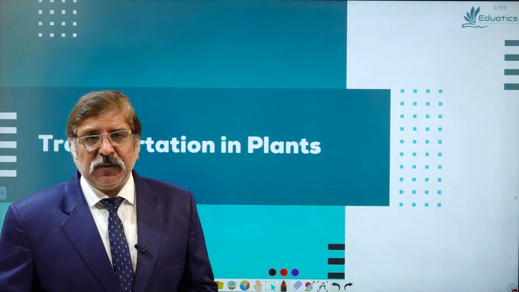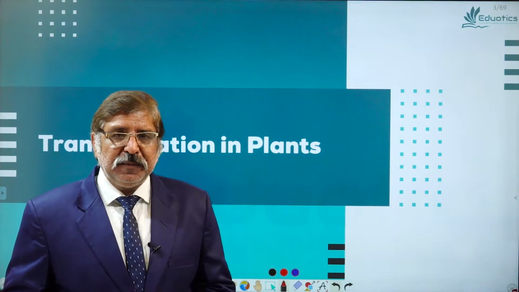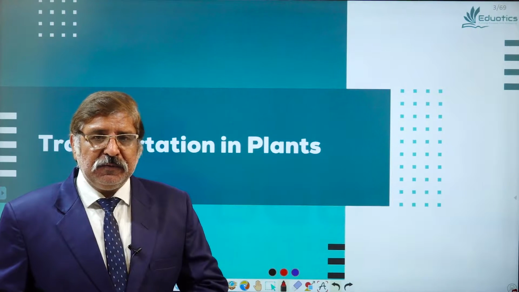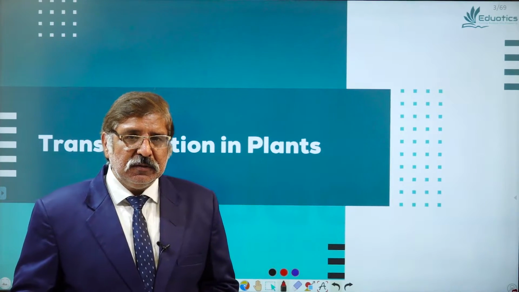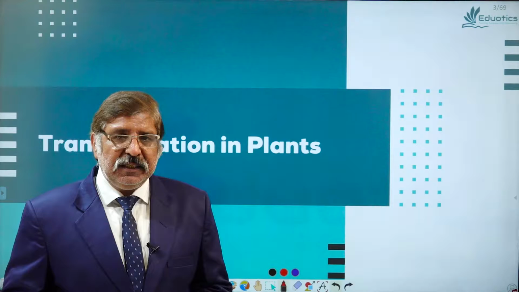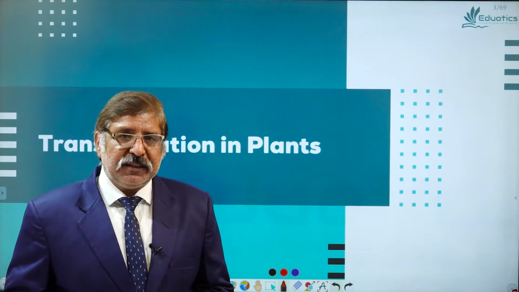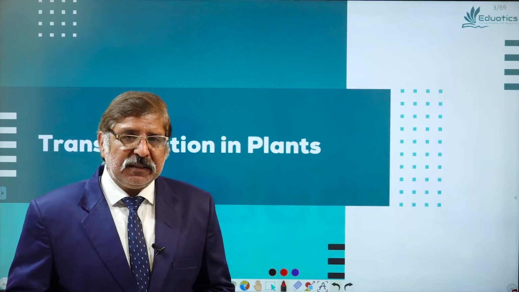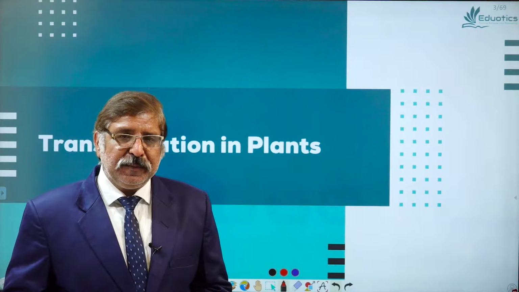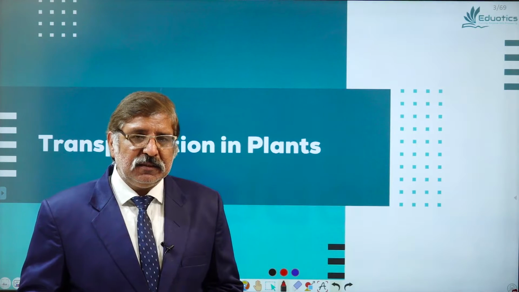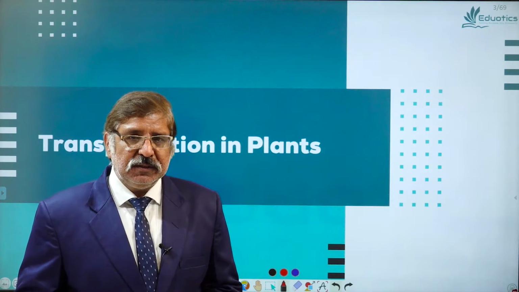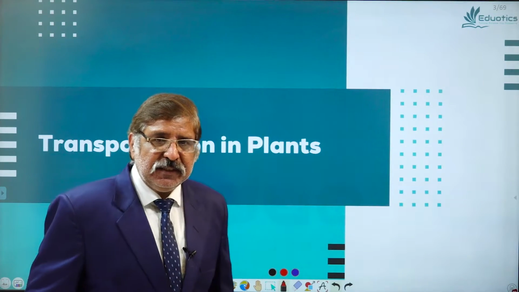Likewise, we will be talking about translocation or transportation of food also, that is prepared food, which will be in the form of sucrose from green parts of plant like leaves, like green stem, to non-green parts like roots, the pith, parenchyma cells, fruits, seeds. So let's proceed.